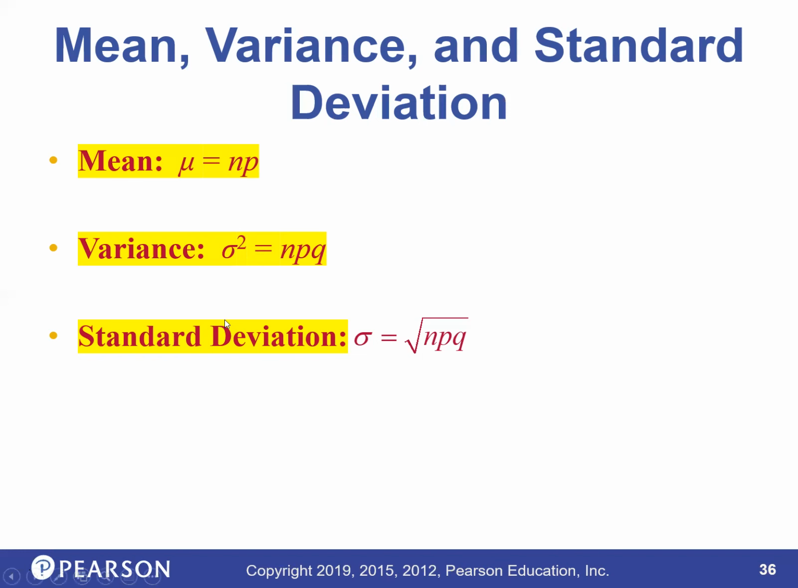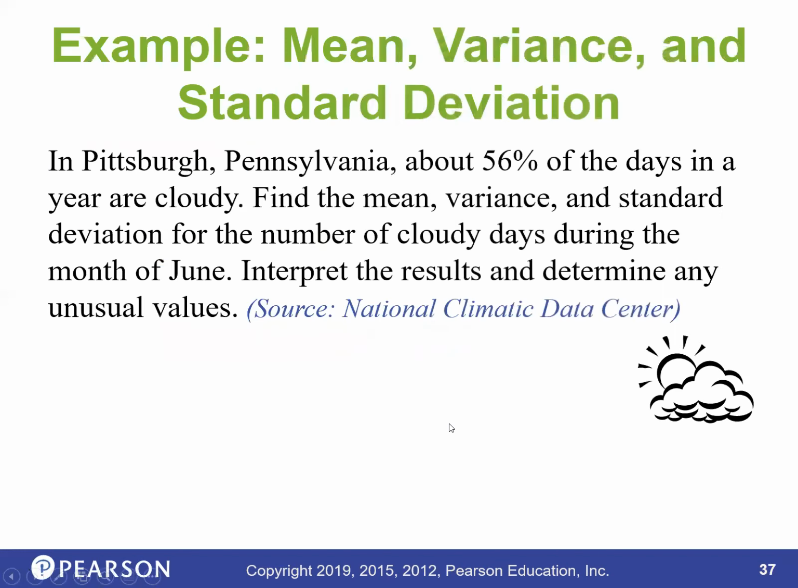Okay, I think everybody got them. So how about this? In Pittsburgh, Pennsylvania, 56% of the days of the year are cloudy. Can you find the mean, variance, and standard deviation for the number of cloudy days during the month of June? Interpret the results and determine any unusual values. So let's do that first. So mean, variance, standard deviation, let's do it quickly.